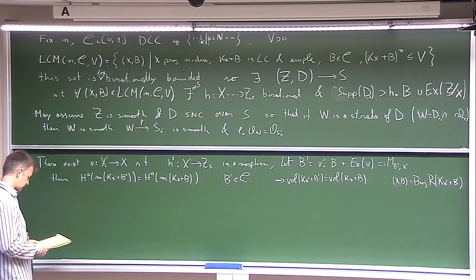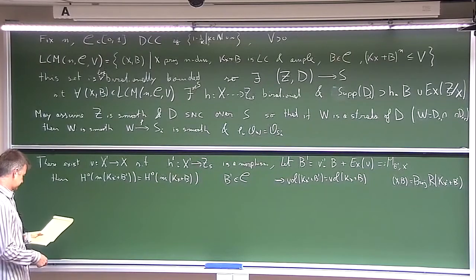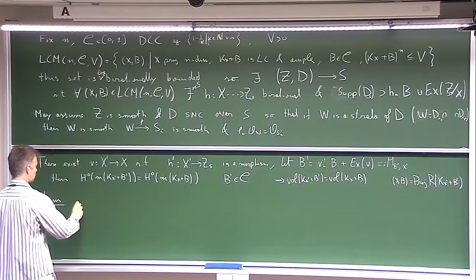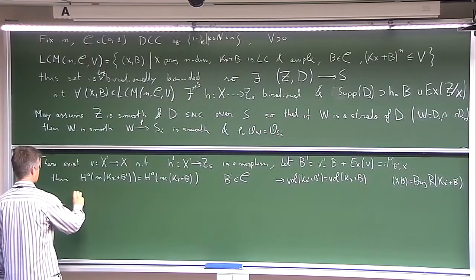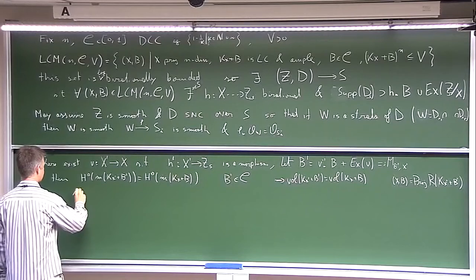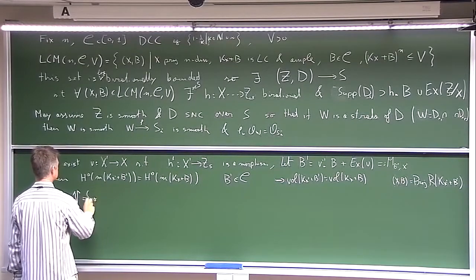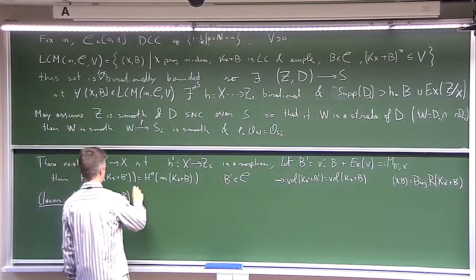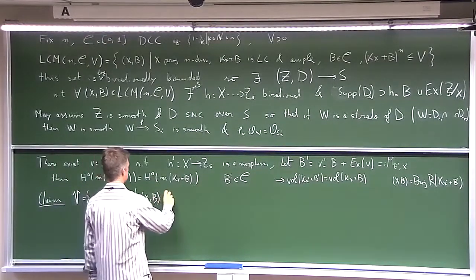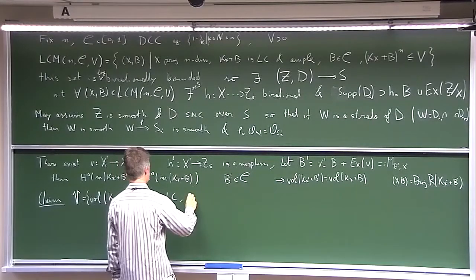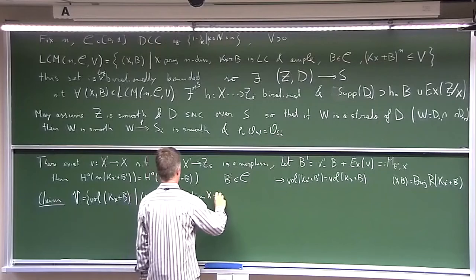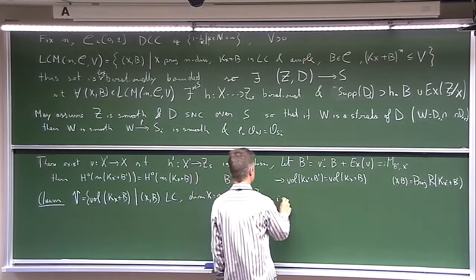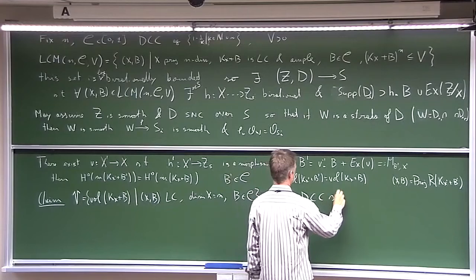Now, my goal. Okay, so I want to say the claim is that if I look at, let's say, fancy B, the set of all volumes of KX plus B, where X, B is a log canonical pair, and the dimension of X is n, and the coefficients of B are in C, I'd like to show that this is a DCC set.